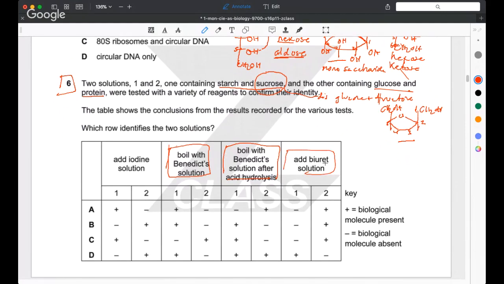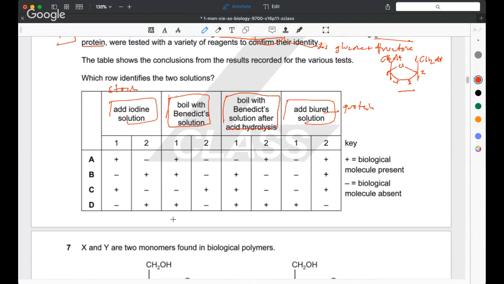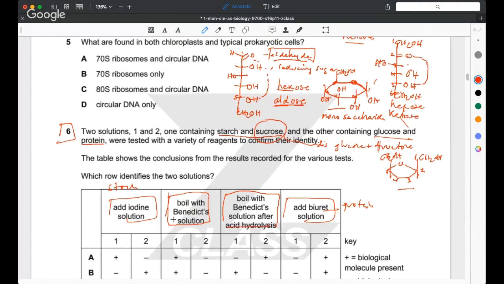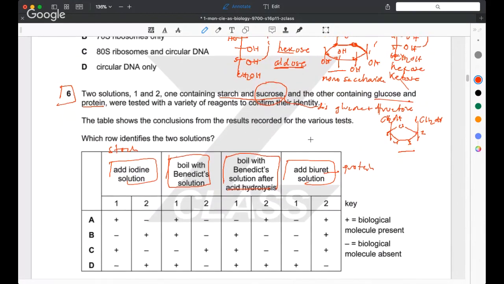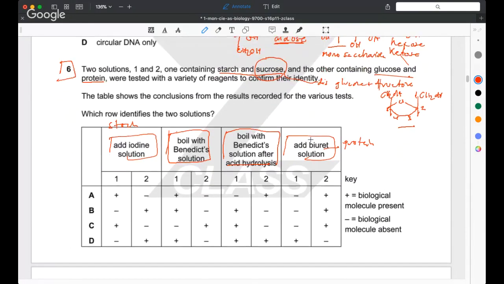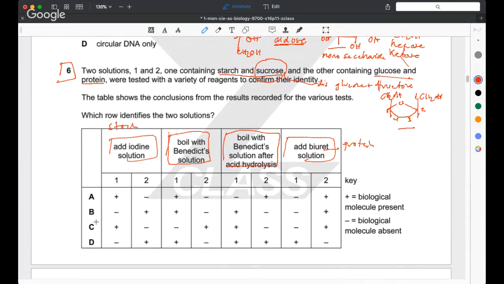The biuret is your test for protein, and iodine, of course, is your test for starch. Okay, so you've then got to look through. I think when I first saw that, I thought that was quite a confusing table. But you've got to look through this table and work out where this combination of starch and sucrose and glucose and protein can fit in. And if you run through that table, you get to answer C.